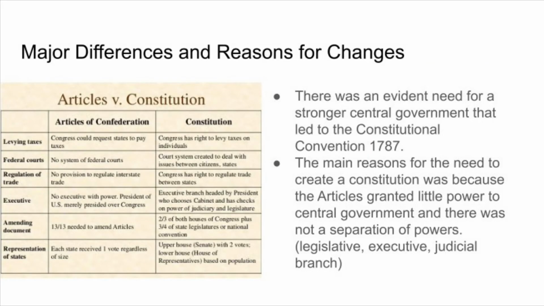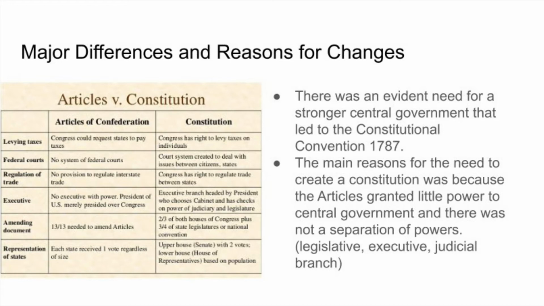Major differences and reasons for changes. There was an evident need for a stronger central government that led to the Constitutional Convention in 1787. The Constitutional Convention was in Philadelphia, where the Founding Fathers came together to draft what would become the Constitution. The main reasons for the need to create a constitution was because the Articles granted little power to the central government, and there was not a separation of powers like there is today, like the legislative, executive, and judicial branch.